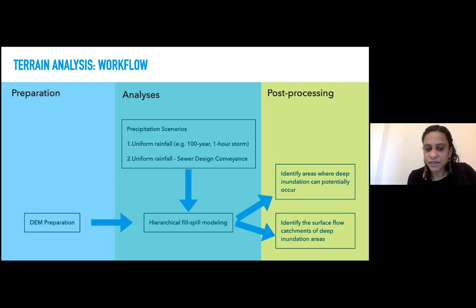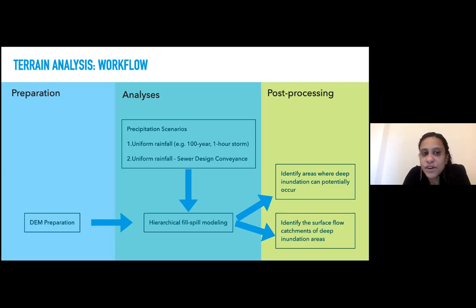For these types of initial terrain analysis screenings, we assumed uniform rainfall, although we know that's not the case. And we can run scenarios where we consider uniform rainfall and subtract the potential sewer design conveyance, because we know that we have these gaps in our sewer system performance, or that the data are simply unavailable.